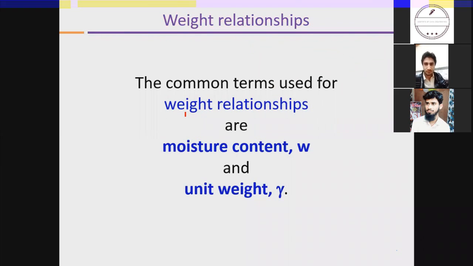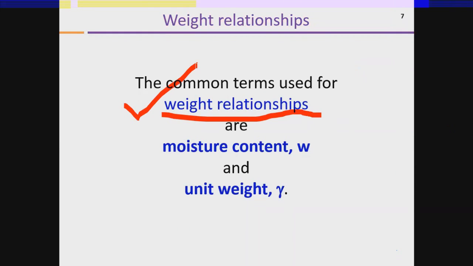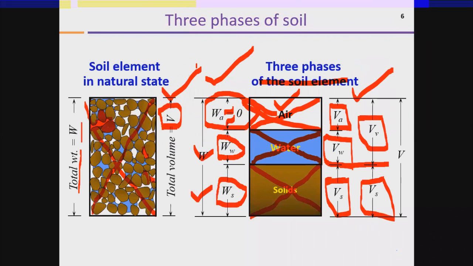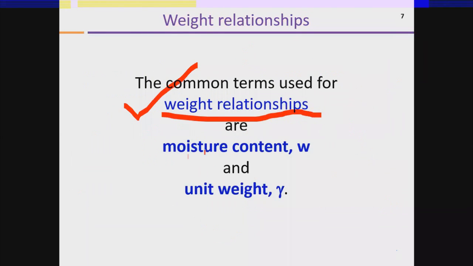So in this particular slide, I will be discussing the weight relationships. Weight relationships are those relationships in which the weight part of the three-phase soil system will be used, like this part. And the parameters that we will discuss will be the moisture content and the unit weight of the soil system.